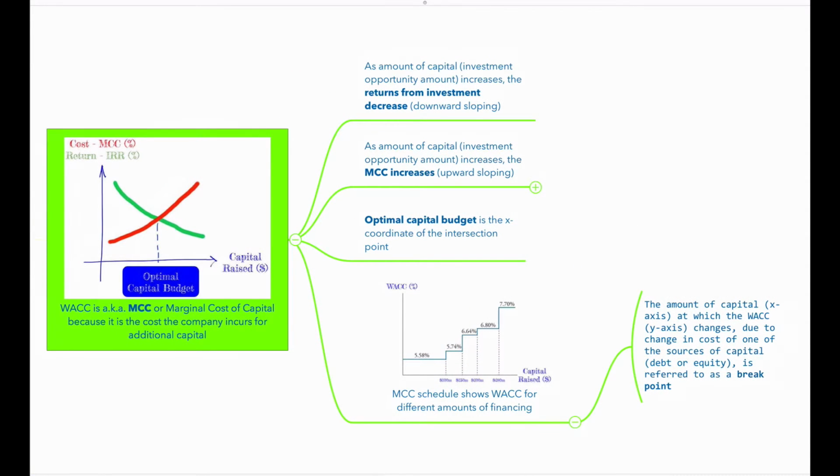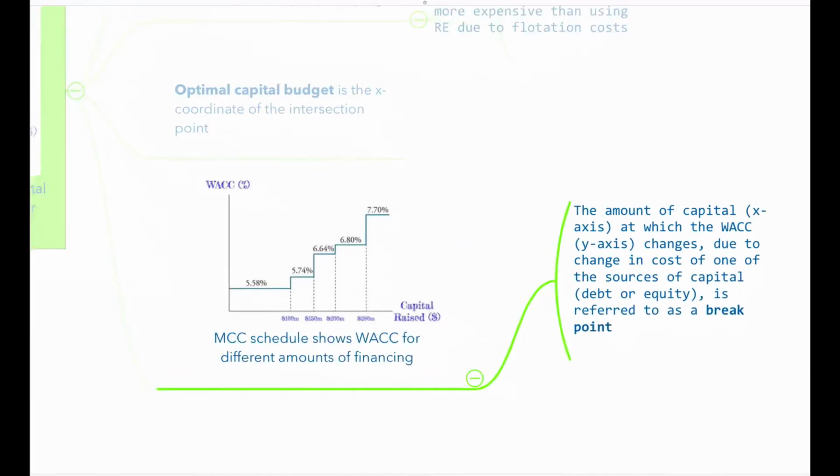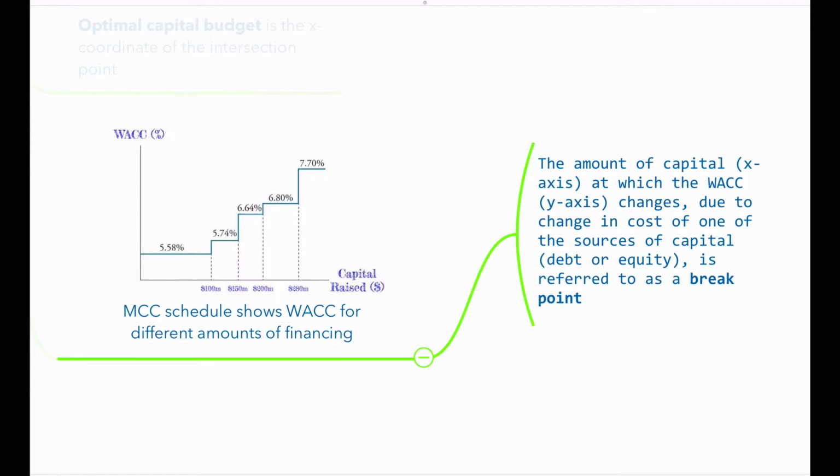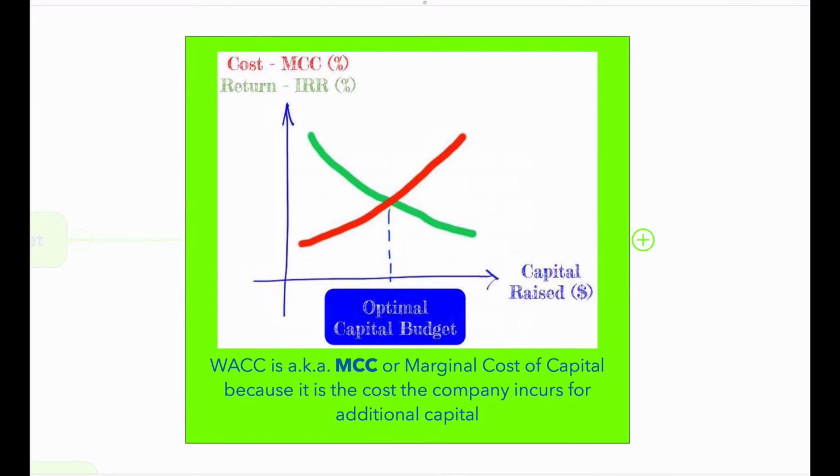I'd like to focus in on the red line to cover what are known as breakpoints. The red line is not a smooth curve. In fact, it increases in increments at certain points known as breakpoints. The amount of capital represented on the x-axis at which the weighted average cost of capital on the y-axis changes due to change in cost of one of the sources of capital, either debt or equity, is referred to as a breakpoint.